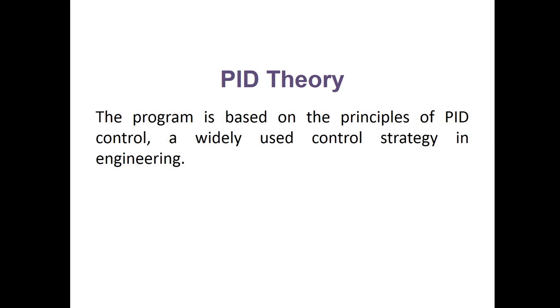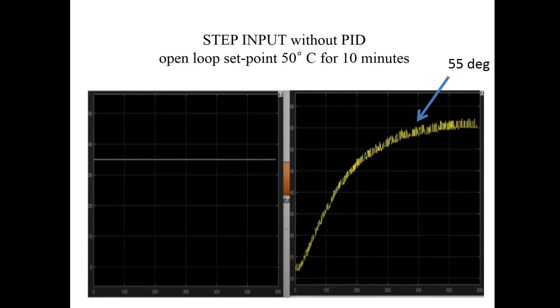So as you know, the PID theory is that the program is based on the principles of PID control, a widely used control strategy in control engineering. And the basic principle of PID can be explained here. Suppose you want to control the heat of a particular location at, let's say, some 35 degrees. This is a set point.